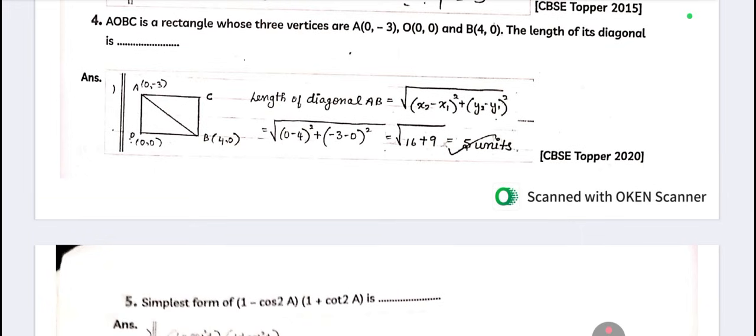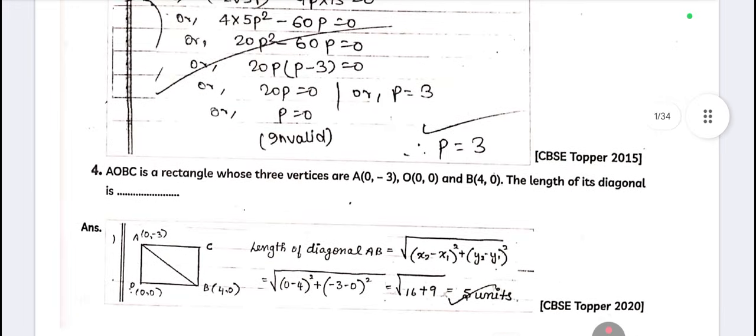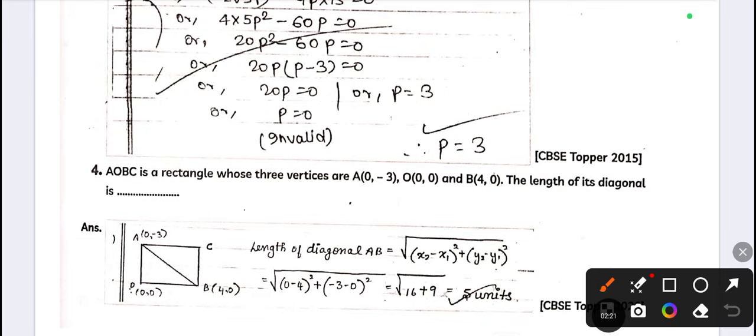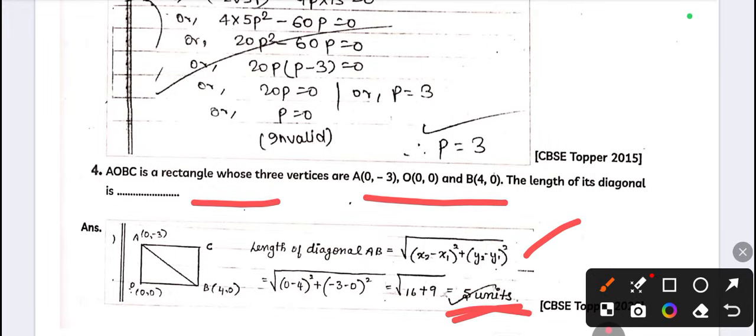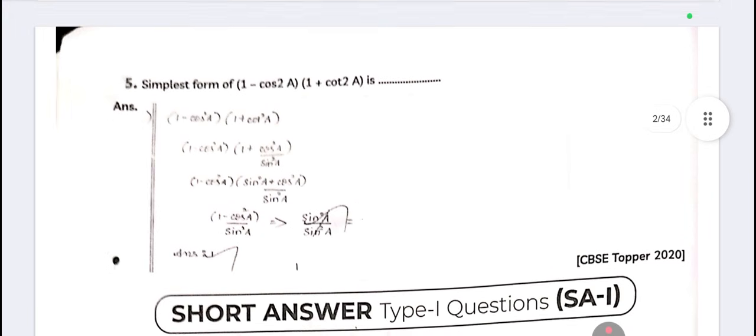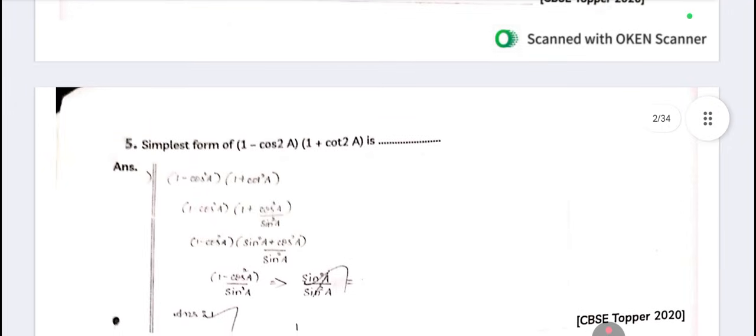Question number 4, children. What is question number 4? A nice question again. AOBC is a rectangle, and we have 3 vertices. We need the length of the diagonal. The length of the diagonal AB is nothing but the distance between 2 points. We know the distance formula, square root of x2 minus x1 the whole square plus y2 minus y1 the whole square. Apply and get the answer: 5 units.